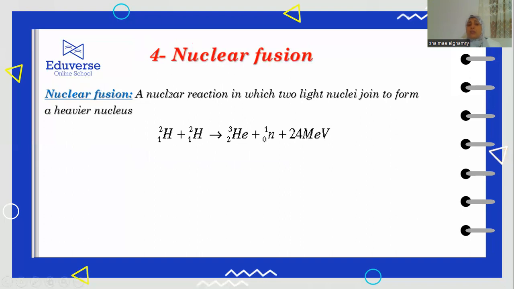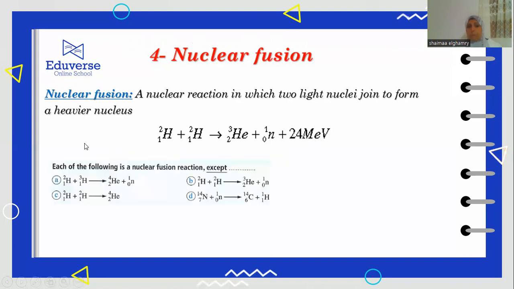The nuclear fusion, 2 small, 2 light nuclei are fused together to give a heavier nuclei and producing neutron with a huge amount of energy. Each of the following is nuclear fusion, except. We said in nuclear fusion, we are searching for what? Two light atoms fuse together to give a heavier atom.